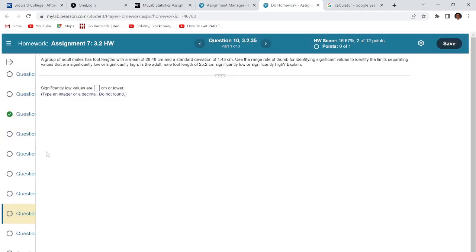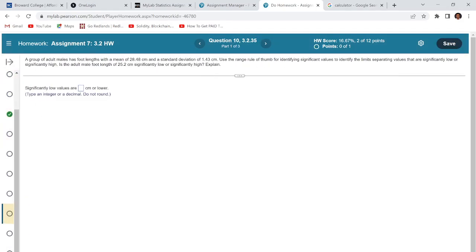Let's say number 10 here. A group of adult males has foot lengths with a mean of 28.48 centimeters. That's the mean, and the standard deviation is 1.43 centimeters. Use the range rule of thumb for identifying significant values to identify the limits separating values that are significantly low or significantly high. Is the adult male foot length 25.2 centimeters significantly low? So we need to find out the significantly low value and high value.